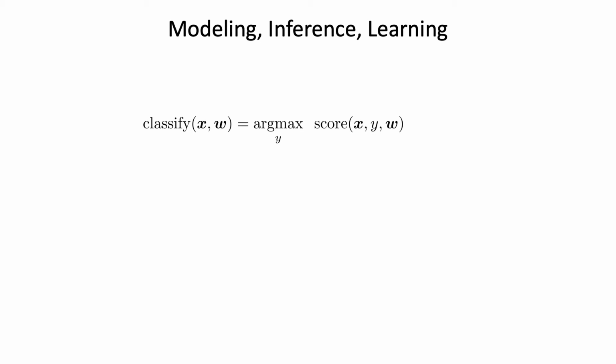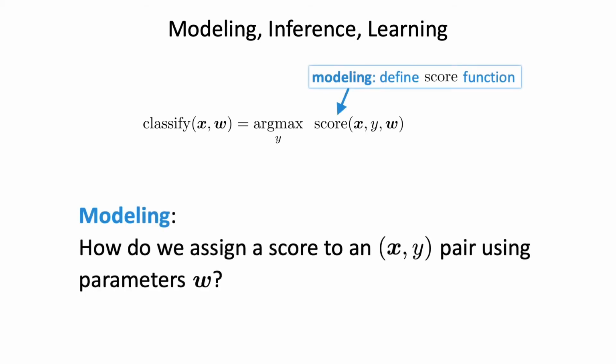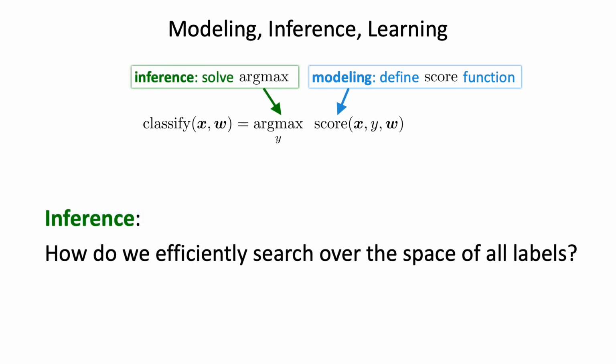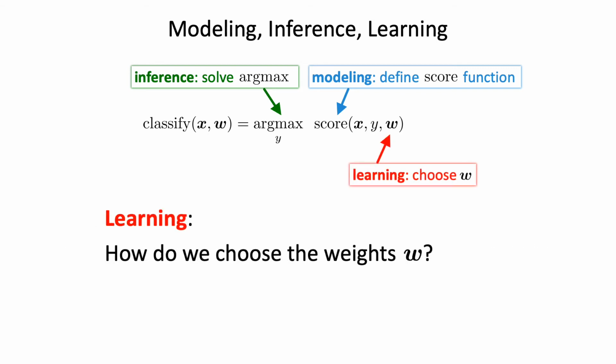Given our classifier definition, there are 3 problems we need to address to build and deploy a classifier. First is modeling. How do we assign a score to an XY pair using parameters W? Second is inference. How do we efficiently solve this argmax? That is, search over the set of possible labels. For text classification, this will be easy, but for other tasks, inference can be much more challenging. Finally, learning. Given a score function parameterized by W, how do we use data to choose the values for W?